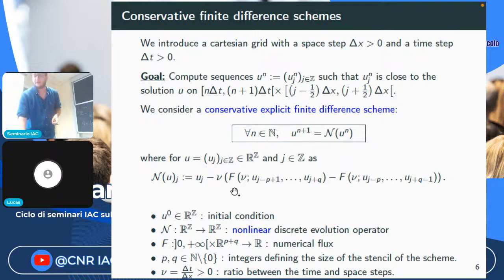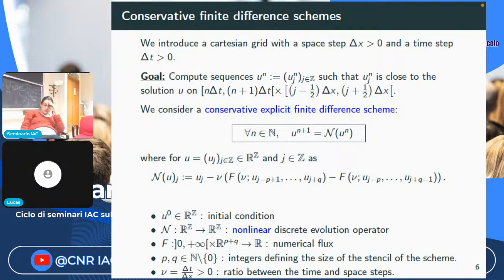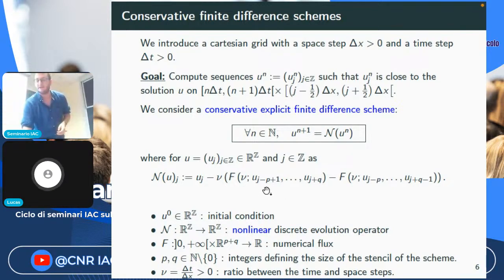The first is that this function f is known as a numerical flux. It should be some approximation, in some sense, of the flux that appeared in your conservation law. We will see in the next slide what we need to assume on this f to be consistent with your initial PDE.